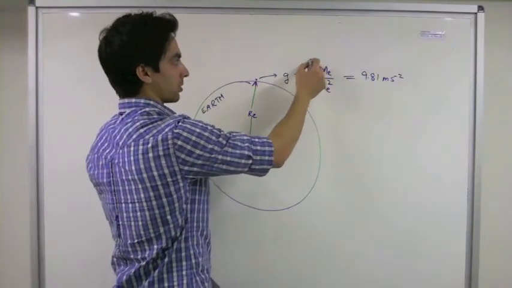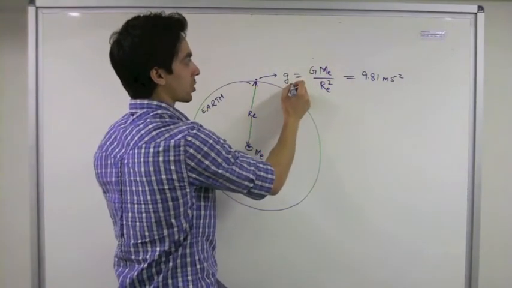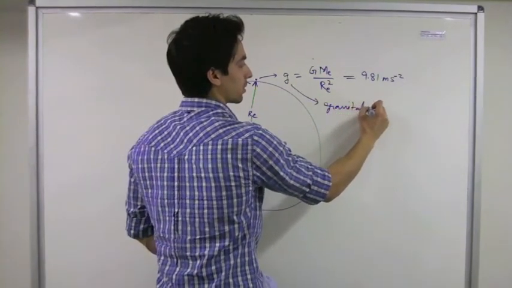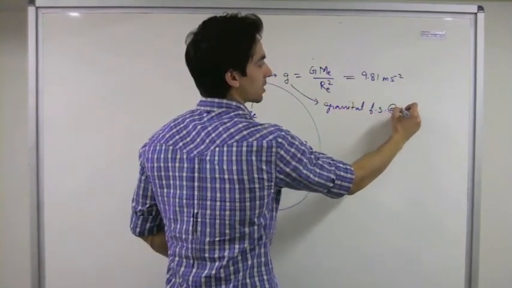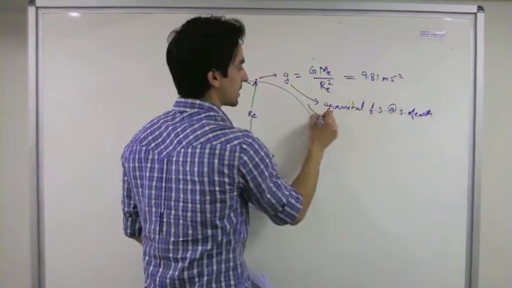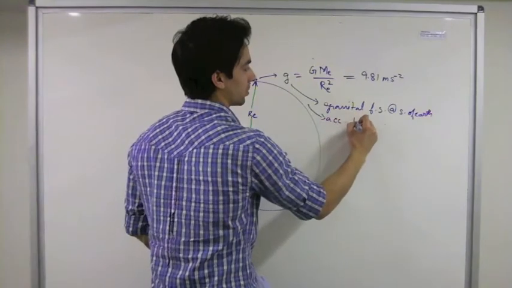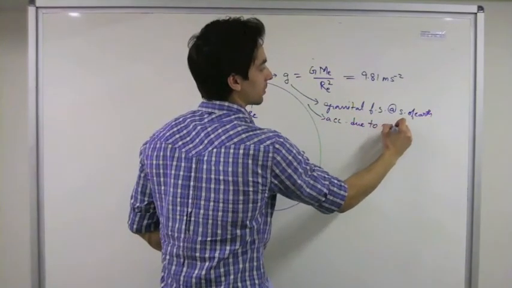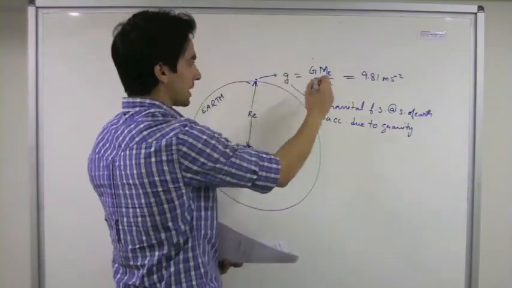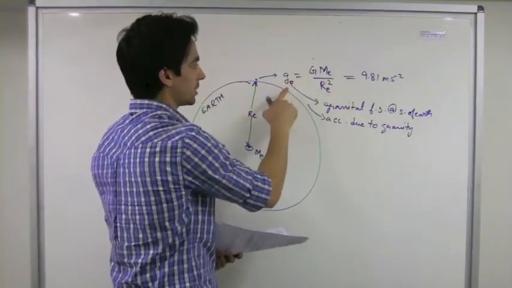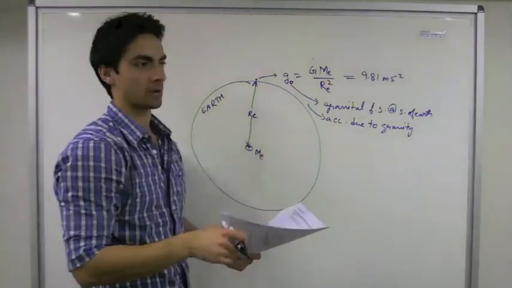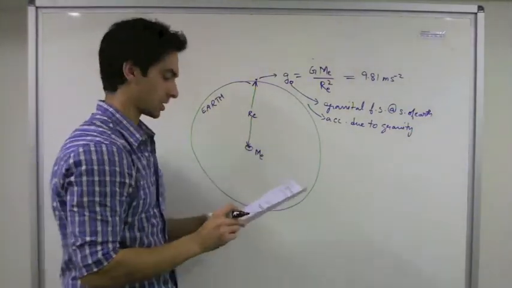So you can see that this value here is not only the gravitational field strength at the surface of the Earth, it's also the acceleration due to gravity at the surface of the Earth. Now, in this special case, we can call this g naught. So g naught has a value of 9.81 meters per second square or newtons per kg.